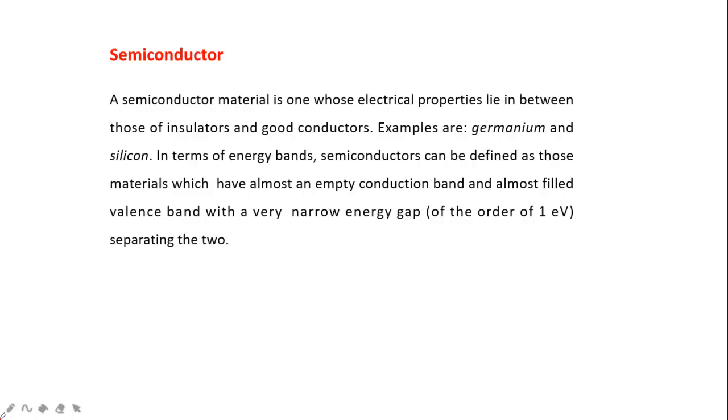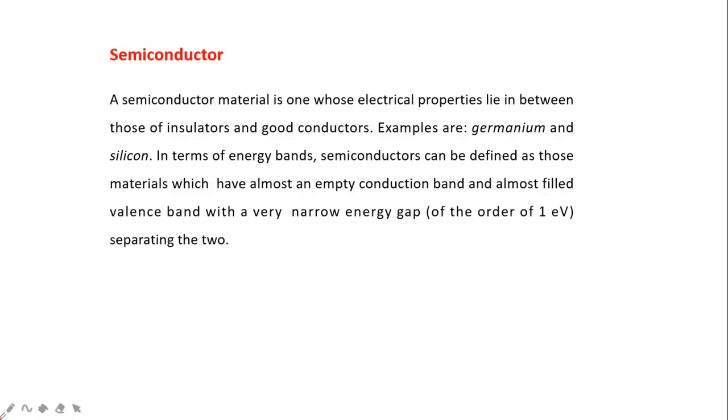Semiconductor. A semiconductor material is one whose electrical properties lie in between those of insulators and good conductors, and examples are germanium and silicon. In terms of energy bands, semiconductors can be defined as those materials which have almost an empty conduction band and almost filled valence band with a very narrow energy gap, again of the order of 1 electron volt.